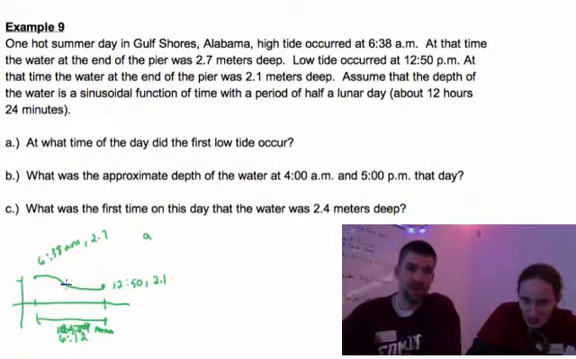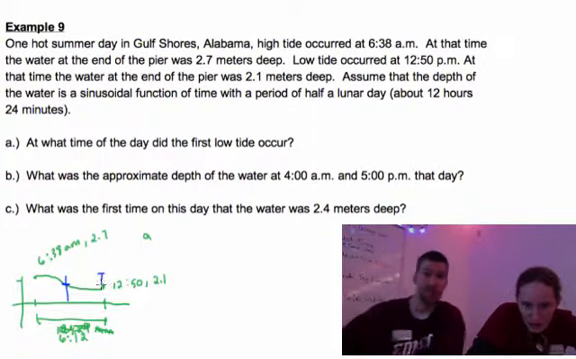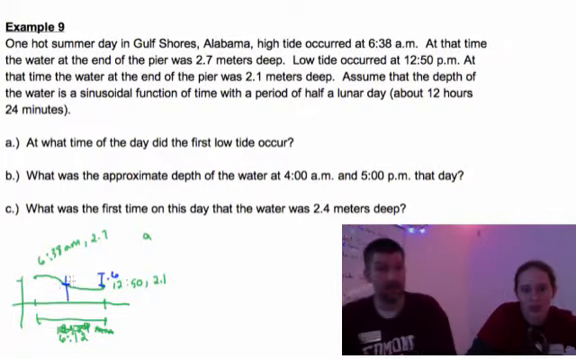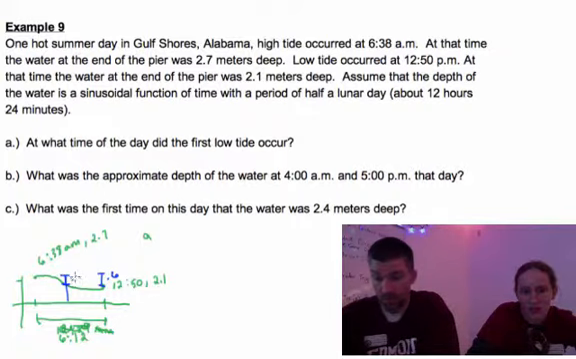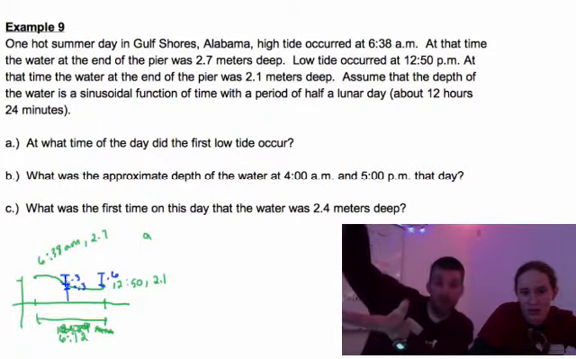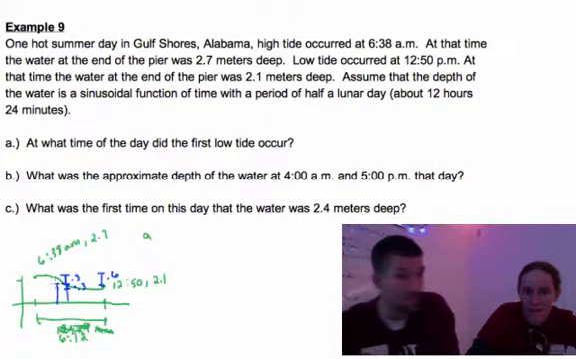To find your amplitude on this, I'm going to do 2.7 minus 2.1, and I'm going to get an answer of 0.6. That's how far from here to here, and then I'm going to cut it in half. When I divide this by 2, 0.3 becomes my amplitude. I'm going 0.3 up to 2.7 and 0.3 down to 2.1. So A is 0.3.